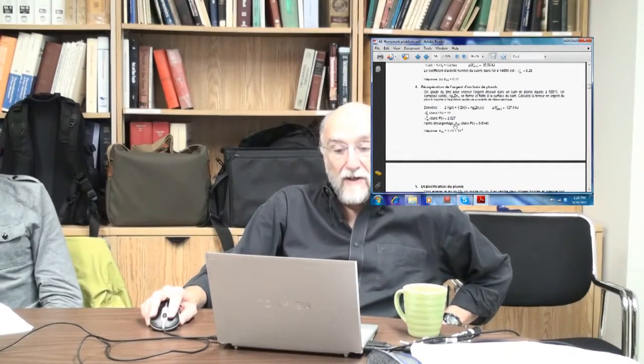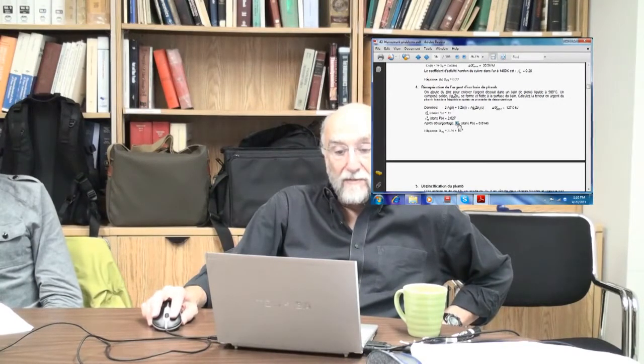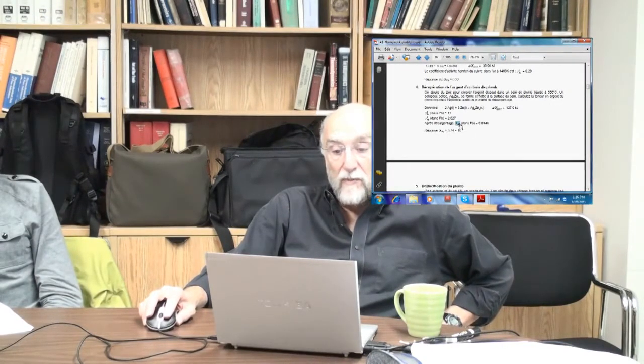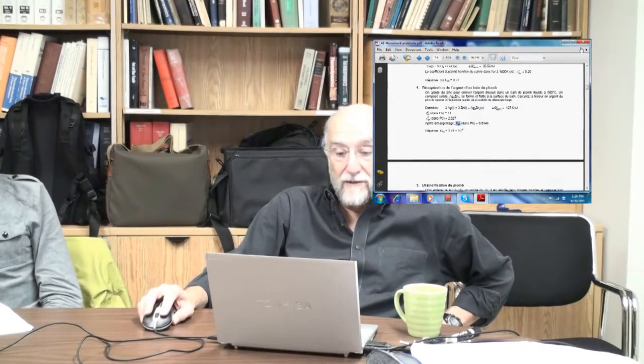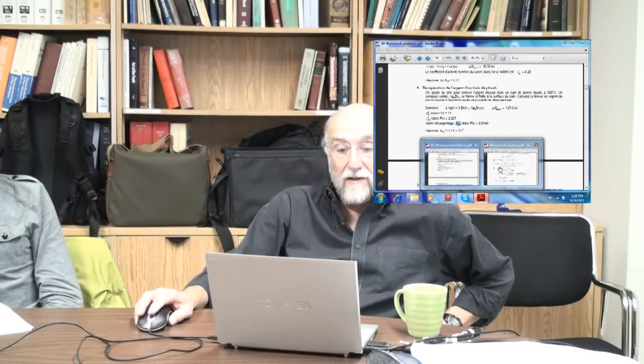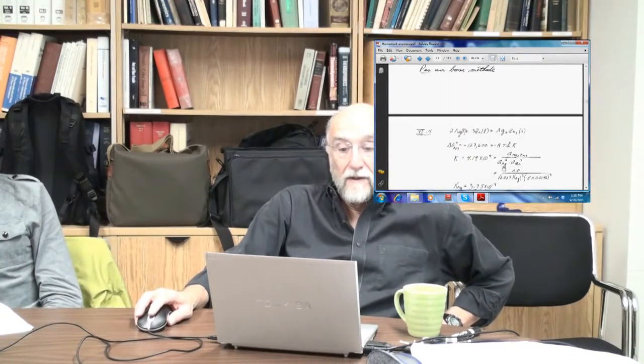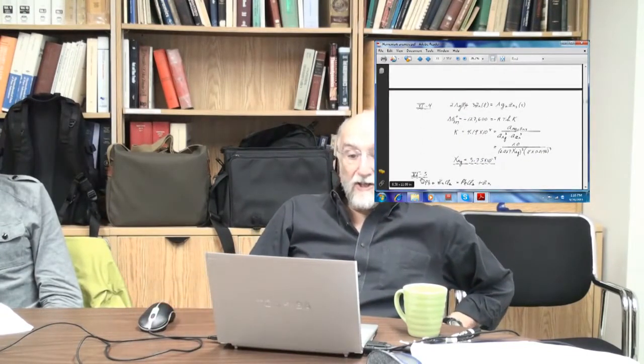Also, it depends on how much zinc you add. After removing the silver, the zinc content will be 0.0146. You add enough zinc to do that. So that's the reaction. The delta G naught is minus RT log K, and there's your K.